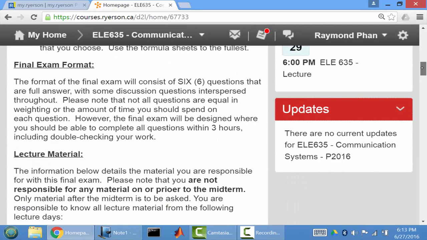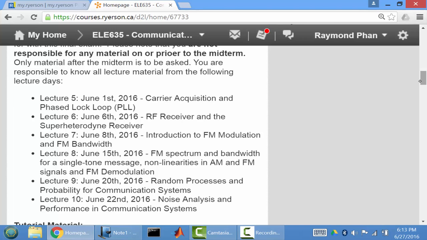All right. So these are the lectures you're responsible for. Lectures 1 to 4 were concerned with the midterm exam and stuff you need to know for the midterm. So the material from here on in is basically lecture 5 to lecture 10. Lecture 5 is the phase lock loop and carrier acquisition. Then we start taking a look at the superheterodyne receiver and RF receivers in general. And then we take a look at FM modulation and then random processes. And then finally, noise analysis in communication systems.